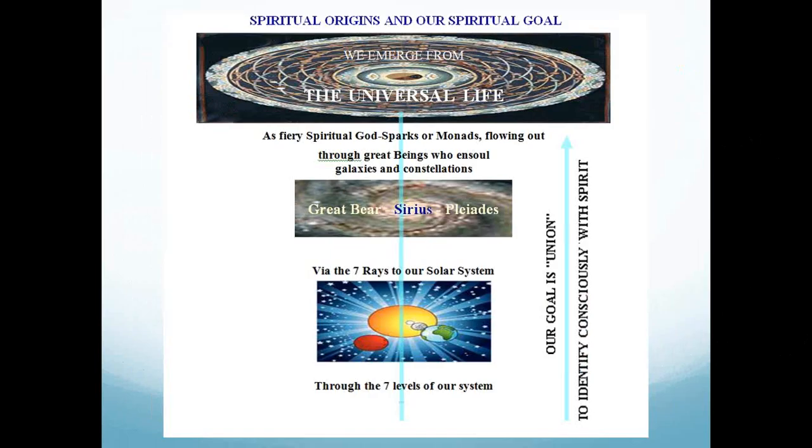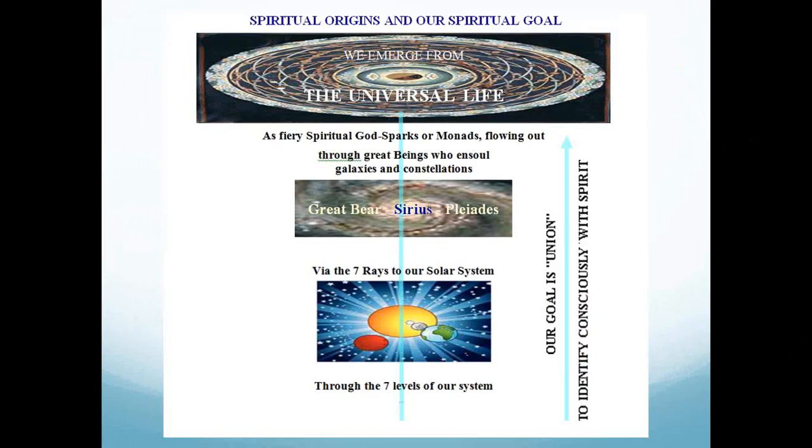And it flows out through these three huge constellations. We call them the Great Bear, which represents the first aspect of God or deity, to Sirius, which is the second aspect, and then to the Pleiades, which is the third aspect. So you have all three aspects represented in these three huge, huge constellations. And then through them, the energies are filtered down via the 7 rays, and then they go into our system, our solar system, into the sun, and from the sun they get distributed to the planets and through the various planes that make up our system.